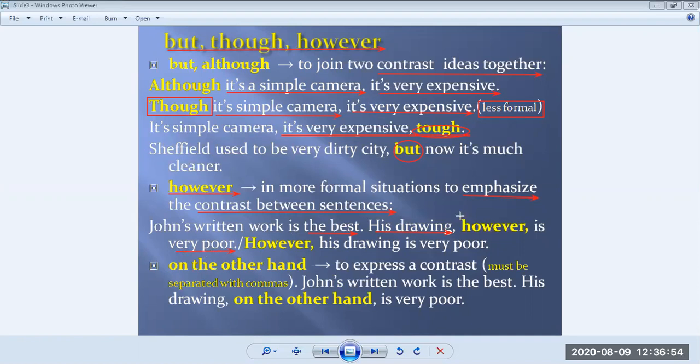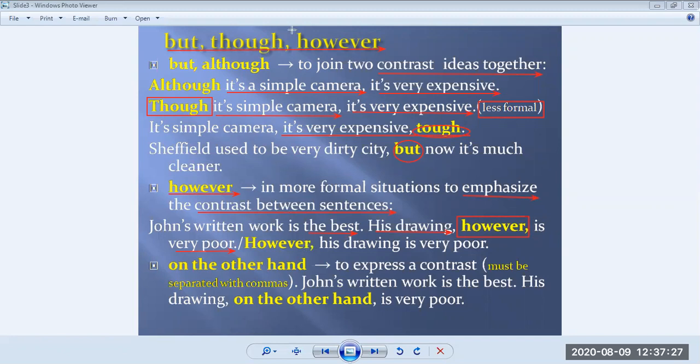But here, we bring in the contrast idea to make the sentence a lot more professional and fluent. We use the linking word however. So John's written work is the best, but his drawing, however, is very poor. Or, however, his drawing is very poor. Poor contradicts with the best, which is a contrast idea. So, however, you can use it in the middle of a sentence or at the beginning of a sentence.